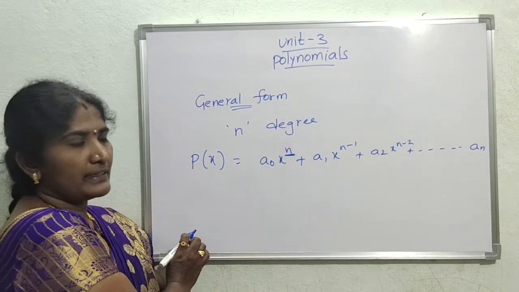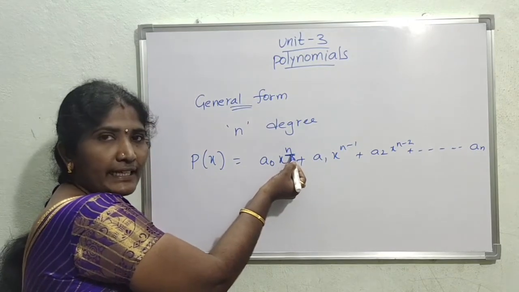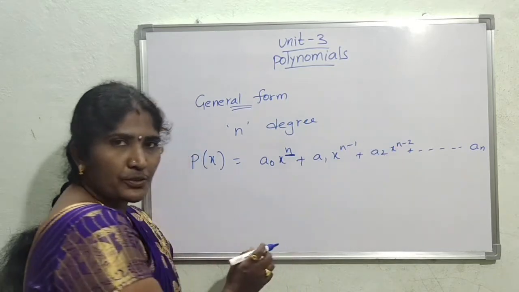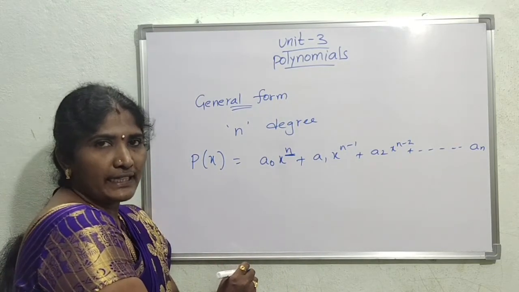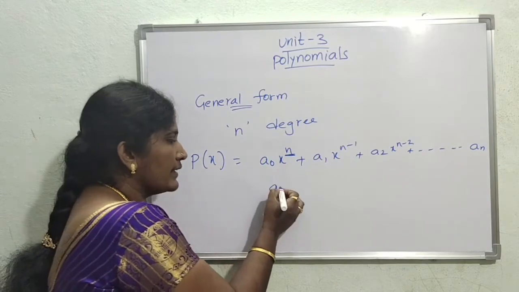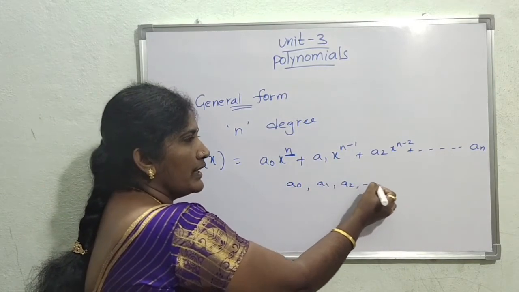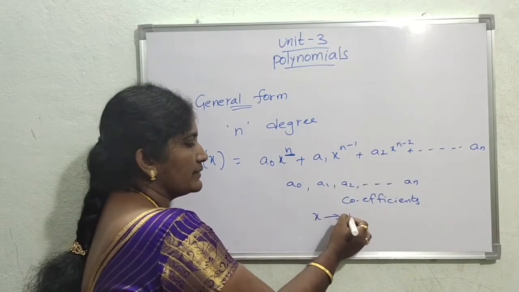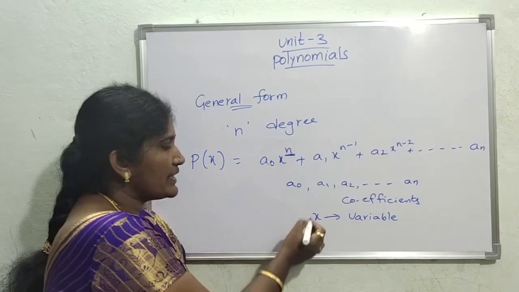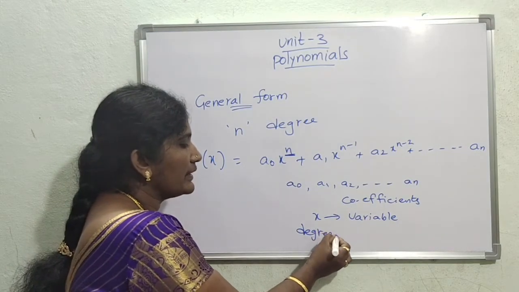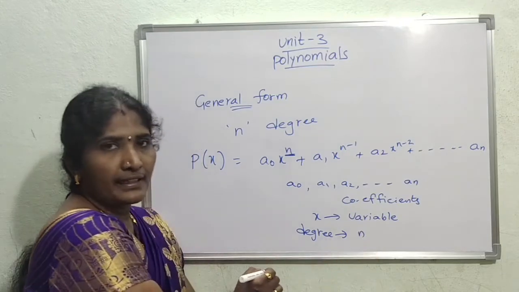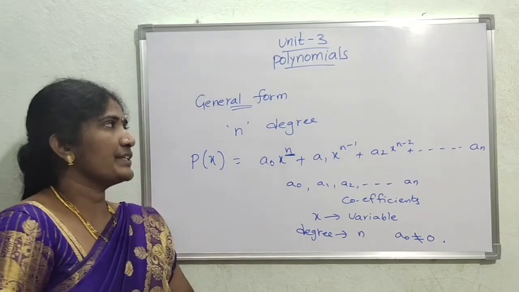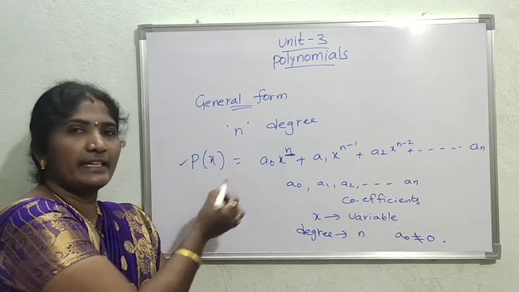Next, types of polynomials. The highest degree is taken as the degree of the polynomial, and always these powers should be positive integers. One more condition: a0, a1, a2 and so on up to an are coefficients, and the variable is x. The degree of this polynomial is the highest power, here n. Degree is n, and a0 should not equal 0. These are the conditions. This is the general form of the polynomial with nth degree.